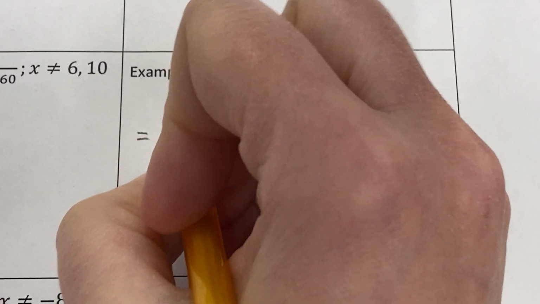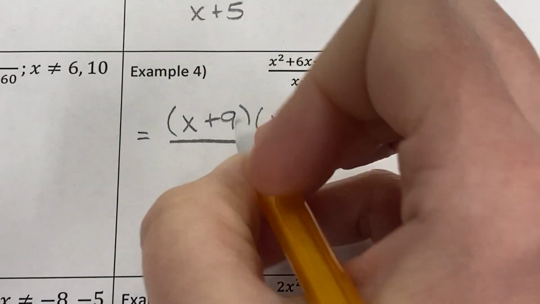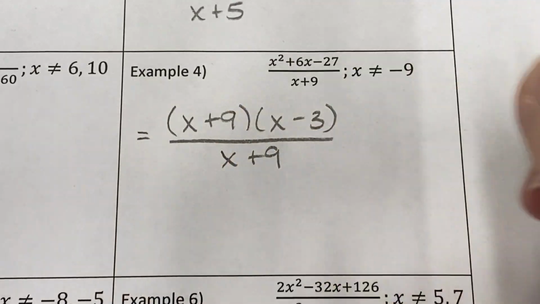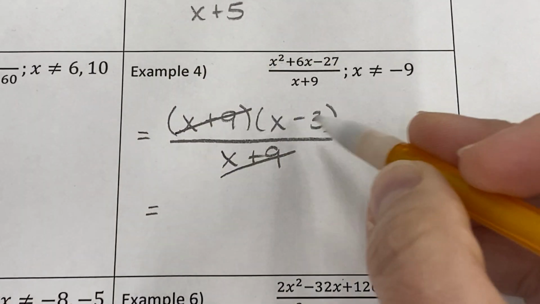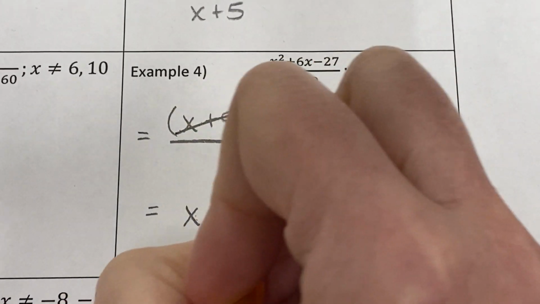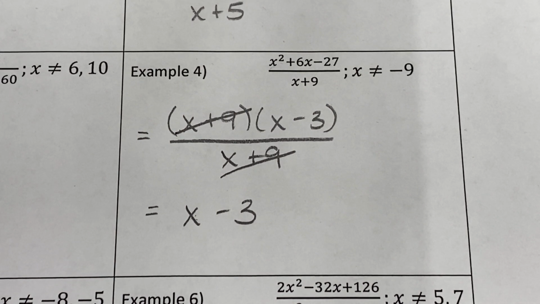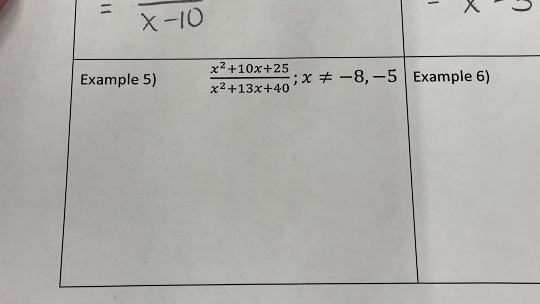In the numerator, our factoring would be x plus 9 and x minus 3. There's nothing we can factor in the denominator. So the x plus 9s will cancel. Now in this case, it would be x minus 3 over 1, but when the 1 is in the denominator, you do not have to write it. Okay. Example 5.